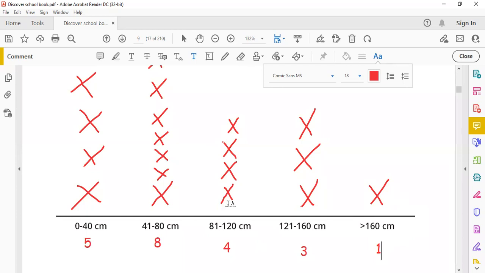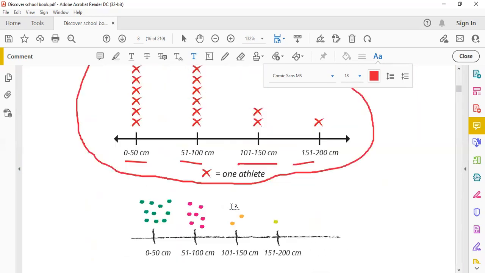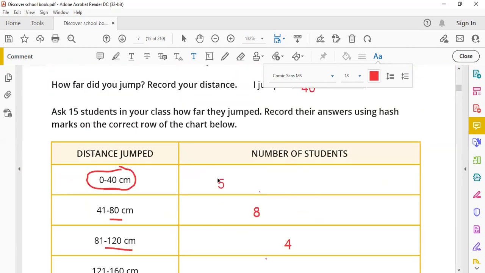Why do we draw these marks? Because in this table, we made these numbers here. Did you get that, students?